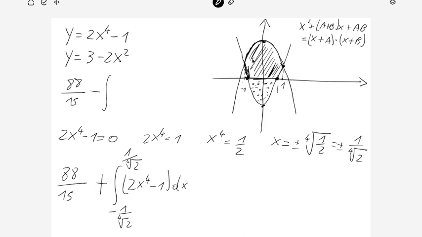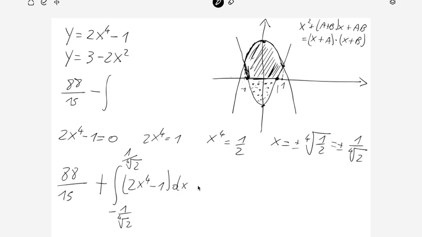So 88/5 is this area, the whole area. This quantity is this area with the negative sign, so if we sum, we subtract this part and we obtain just this.